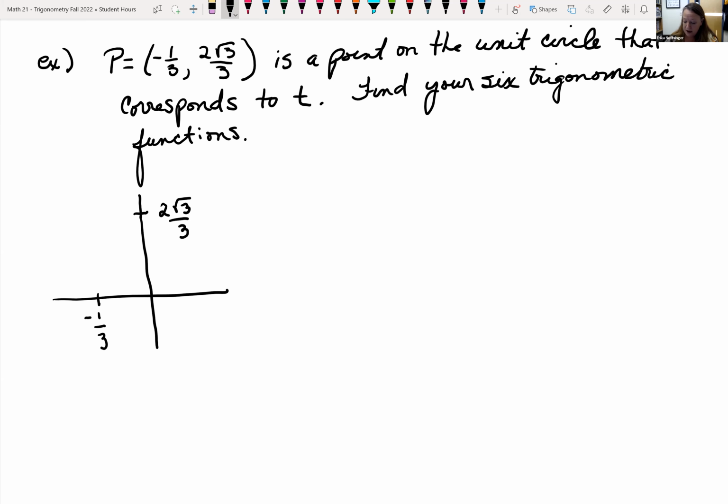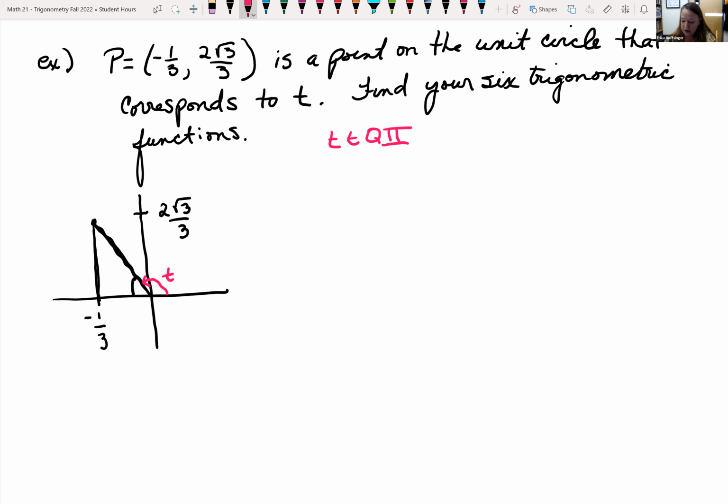Now I can create my triangle. Actually, let's put our point there first. And now we can create our triangle. We're always forming that right triangle with the x-axis, which would give us an acute angle, so an angle between 0 and 90 degrees. And right here, we have t. So I know that t is falling in quadrant 2. Again, that's going to help me with whether my trigonometric function is positive or negative in that quadrant.